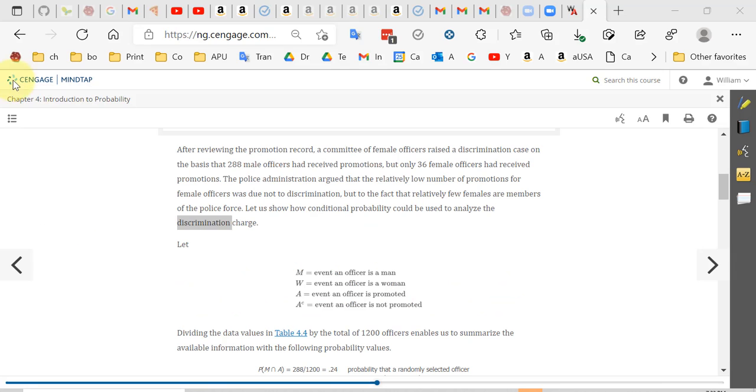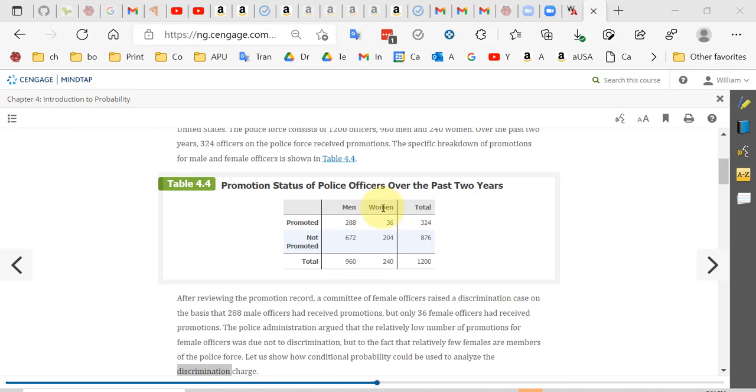So here they're going to define these events. M is the event of selecting a male. W is the event of selecting a female. A is the event of promoted, and A complement, or not A, is the event of not promoted. So we have M, W, A, and A complement.